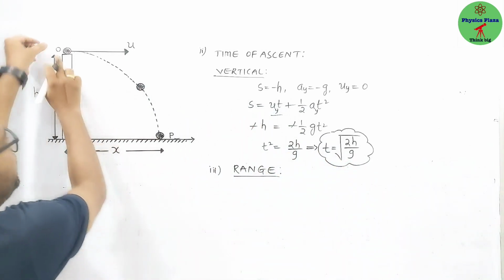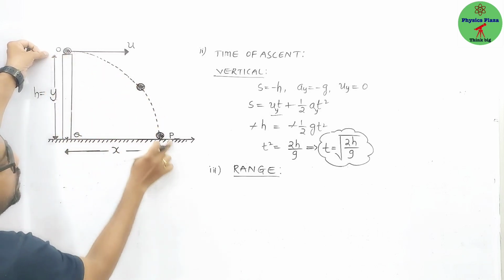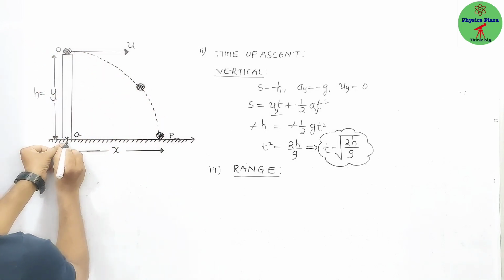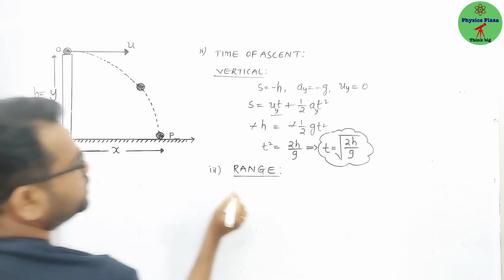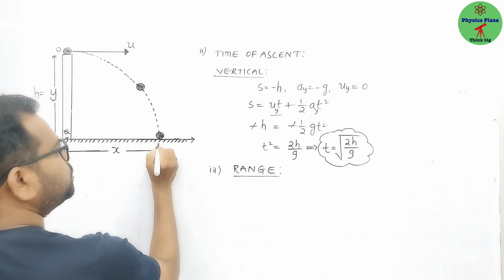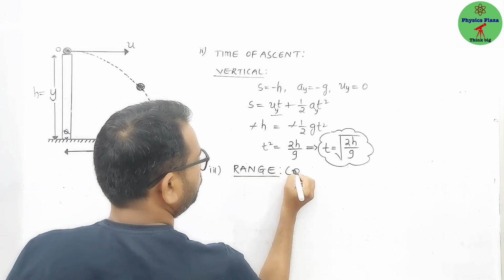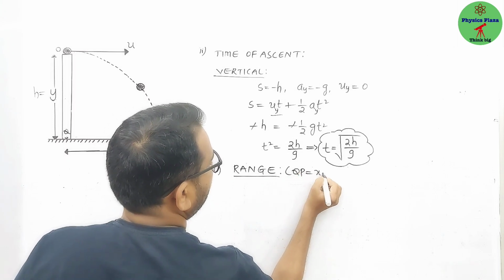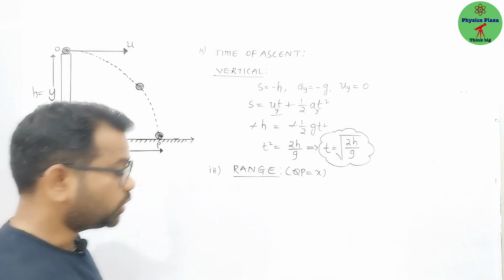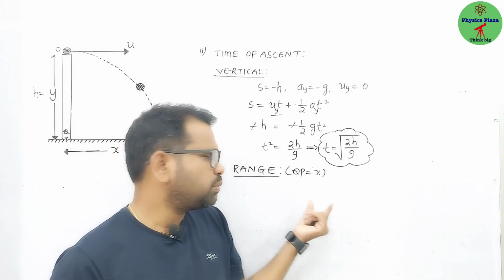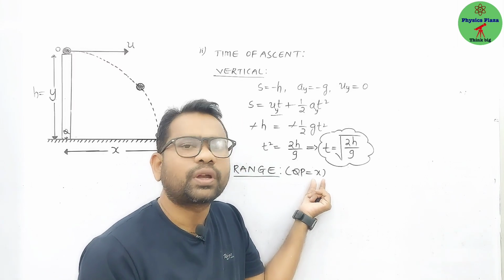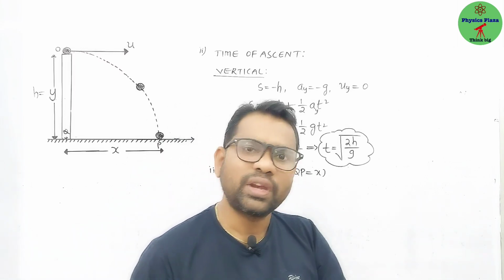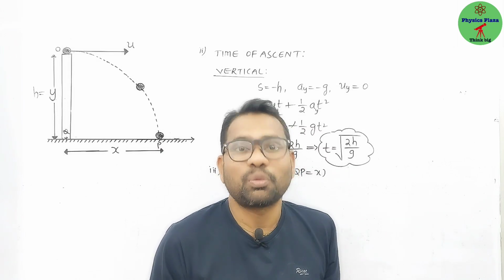So this is where it is thrown, and it is coming here. Let us say this is point Q. This QP is the horizontal distance, which we can call the range. Sometimes we use a capital R to represent that. Children, you can use any letter for a variable, it is not a problem.